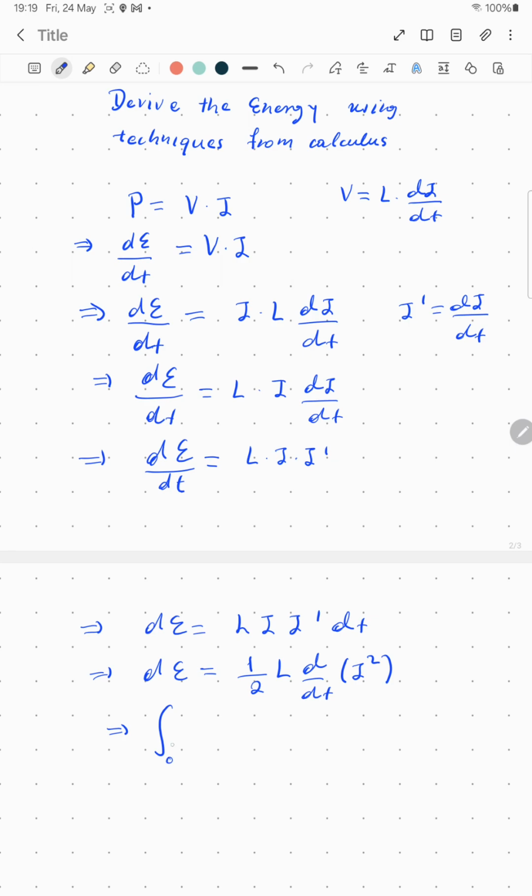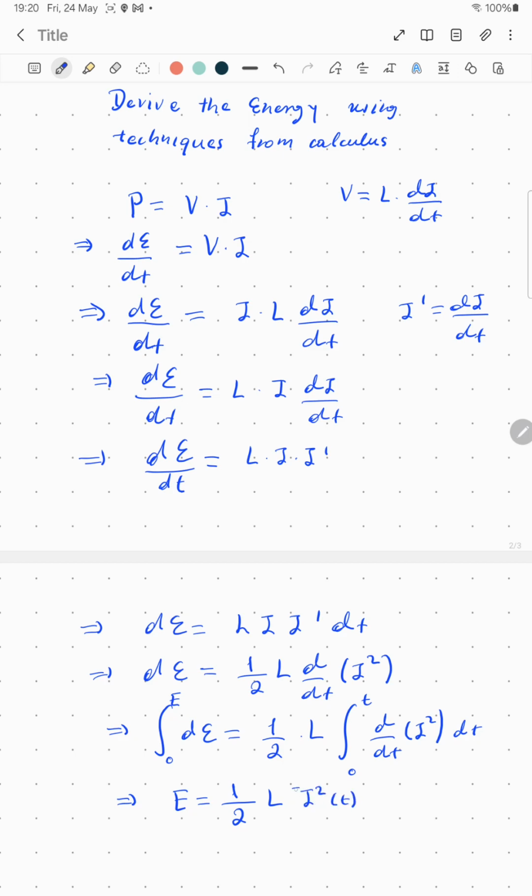Now we integrate from 0 to a final value epsilon, d epsilon here, half times L, the integral from 0 to t, a final time, of d dt I squared dt. From here we have epsilon equals a half times L I squared of t, from 0 to t.